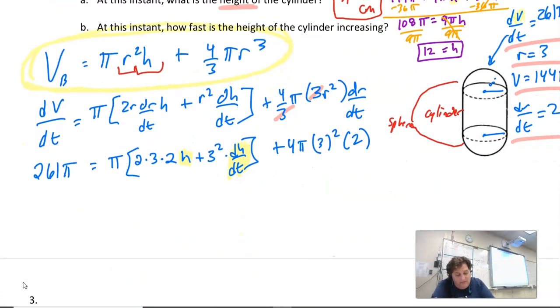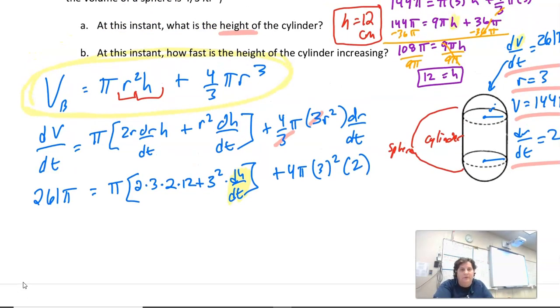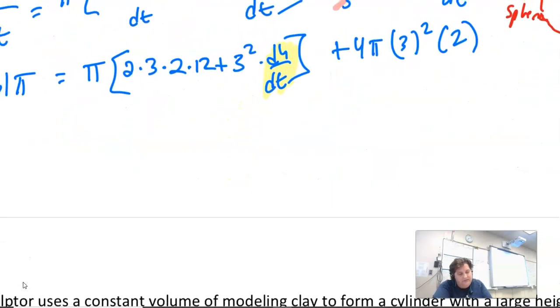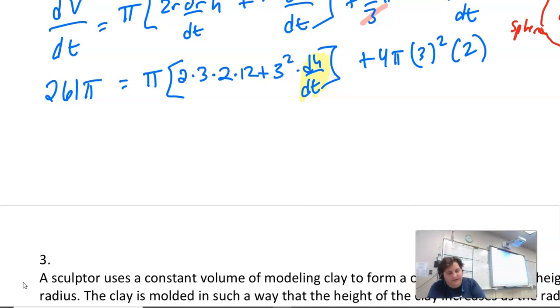All right. Okay, now let's go back over to here. H is 12. So are we good if I go ahead and replace that with 12? Now, the only variable I'm missing in this whole thing is dH dt, and that's exactly what I'm looking for in part B. How fast is the height changing? dH dt. So now I got to solve this monster. Okay, it's really not that bad.